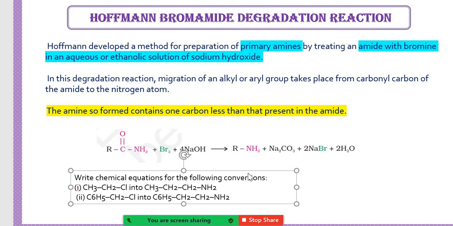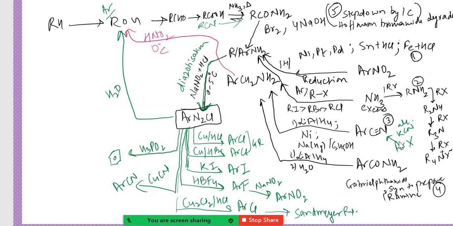Write the chemical equation for the following conversion. So CH3CH2Cl is converted into CH3CH2CH2NH2. So you can see you are adding one carbon and we are converting Cl to NH2. So we'll follow this path.